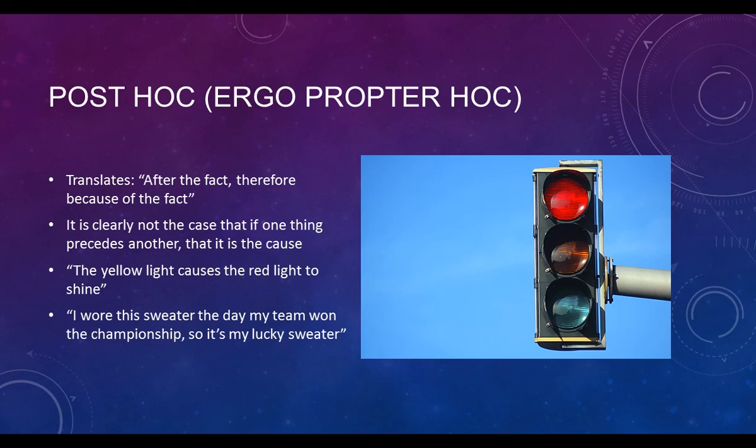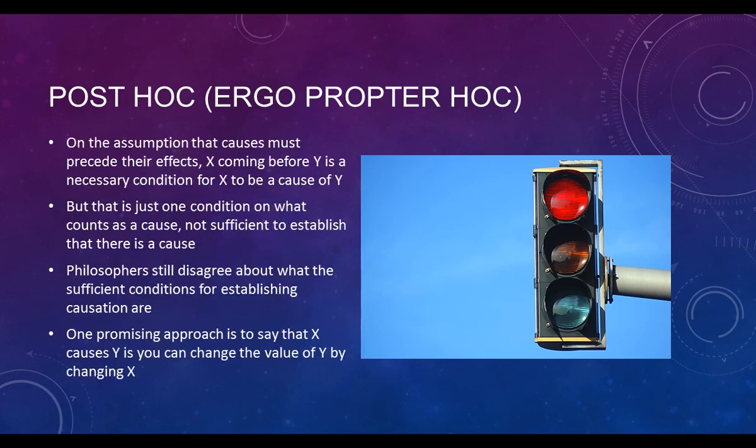Fairly straightforward? Good. So on the assumption that causes must precede their effects, X coming before Y is a necessary condition for X causing Y. So one thing preceding another is not irrelevant to building causal attributions, but it is just one condition. It's a necessary condition, but not a sufficient condition. I'm sorry to tell you that philosophers still disagree on what you actually need to have in place to call something a cause. Scientists too, by the way, not just philosophers.